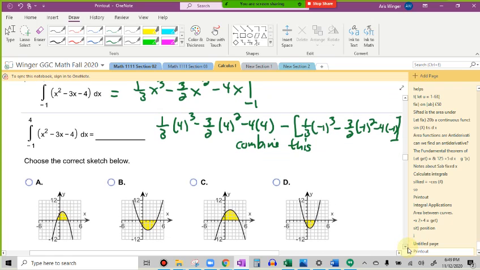And then you're asking, well, what graph is that? You can either graph it yourself, or you can realize that this is x minus 4 times x plus 1. So the zeros are at 4 and negative 1. And that is looking a lot like B.